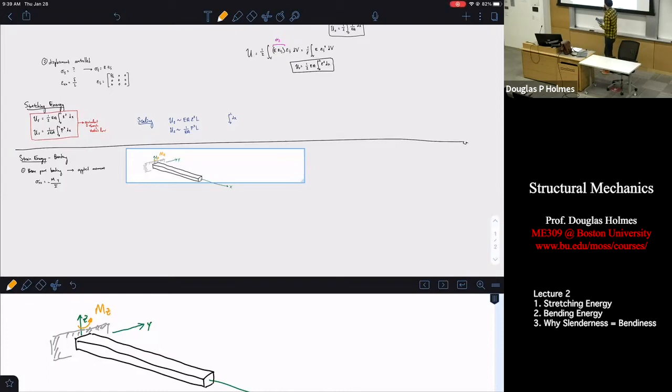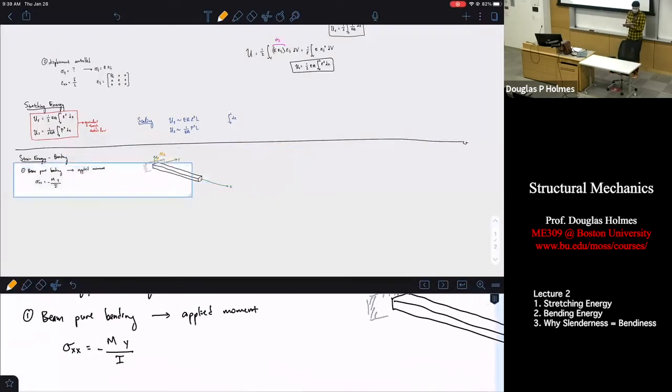The thing I want you to remember is that in this equation, the second moment of area, I, you can have a second moment of area in X, Y, and Z. The second moment of area matches the direction that you're applying the moment. So if you're applying the moment in the Z direction, then you're using IZ. If you're applying the moment in the Y direction, you're using IY. So we're going to say this is moment Z over IZ times Y.